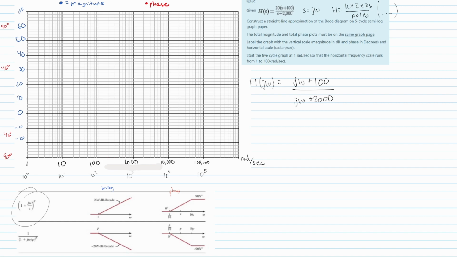To get it to look kind of like this, what we're going to do is multiply the top and the bottom by 1 over j omega. What this does is give us a 1 plus 100 over j omega, and this is raised to the n, and n is equal to just 1. And then we're going to have the same thing on the bottom, but 1 plus 2,000 over j omega, and then we have n is equal to 1. So we have this for both of them.